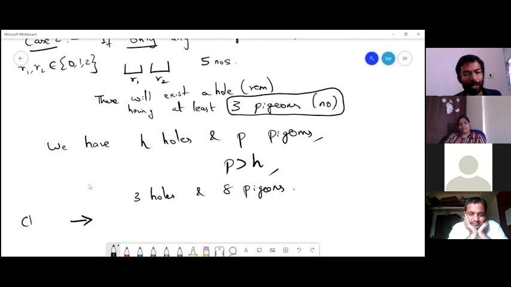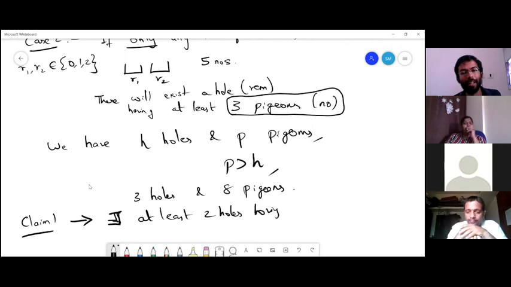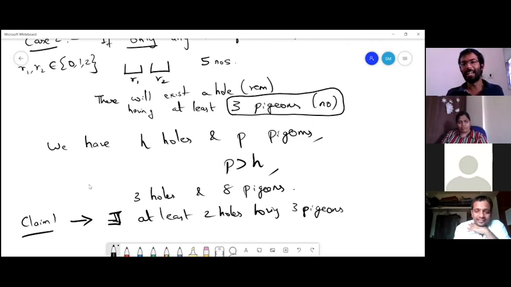So claim 1 is: there exist at least 2 holes having 3 pigeons, no matter how the pigeons and holes are distributed. Okay. So others, what do you think, Sunil? Do you agree with this? Yes. Sure. Gauri ma'am, do you agree with this?